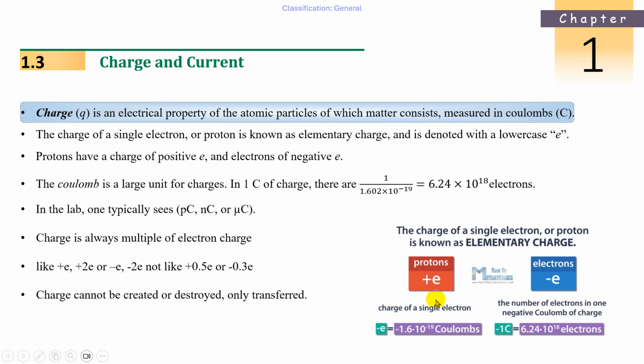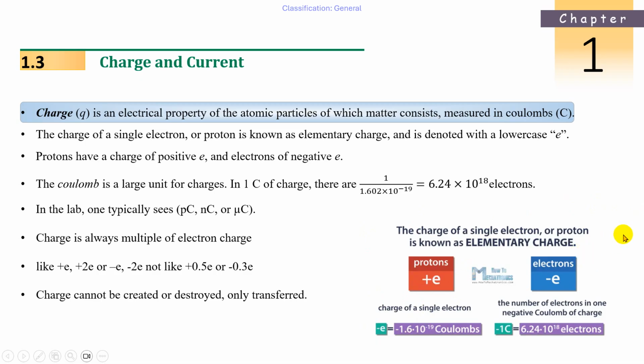So the charge of a single electron is minus 1.6 multiplied by 10 power minus 19 coulombs. The symbol is minus e, for the electron. 10 power minus 19 is a very small value given by 1 electron. One electron gives this much coulombs. I told you about picocoulombs, nanocoulombs, microcoulombs, meaning 10 power minus 12, minus 9, minus 6. But here it is minus 19, a very, very small value. That much charge only is given by 1 electron.